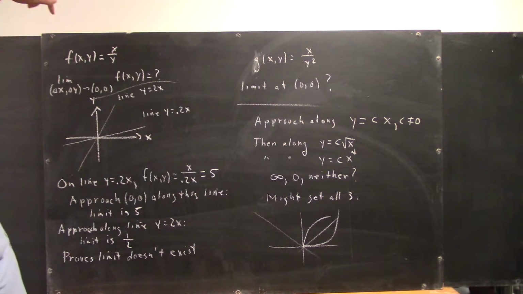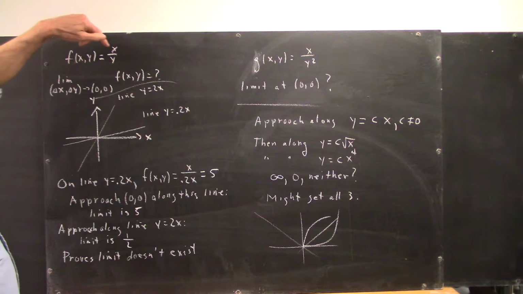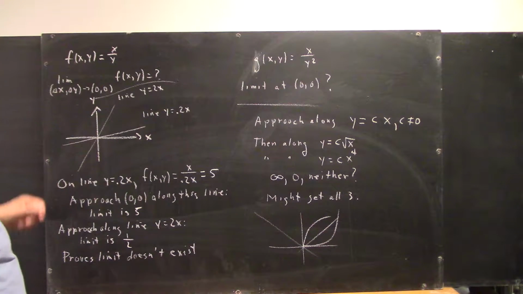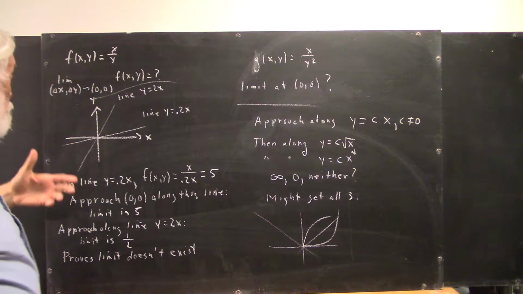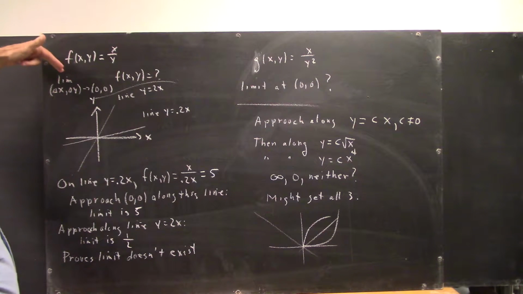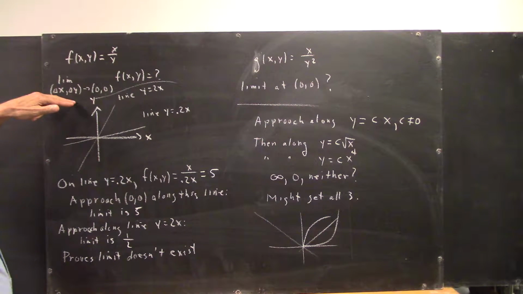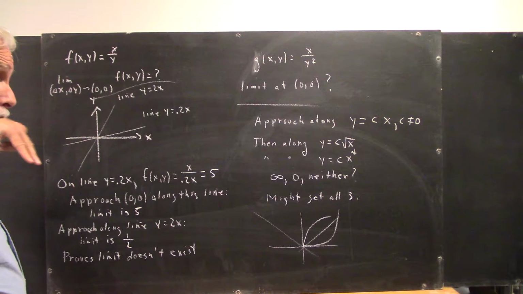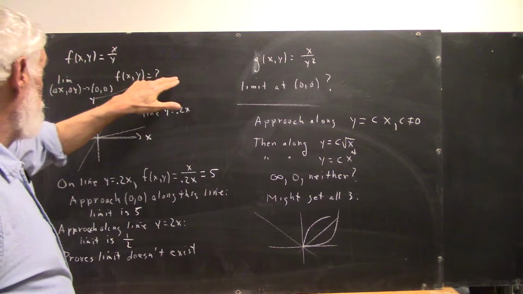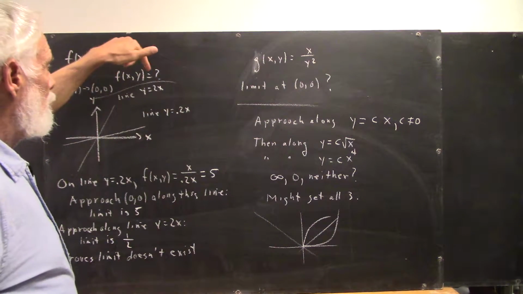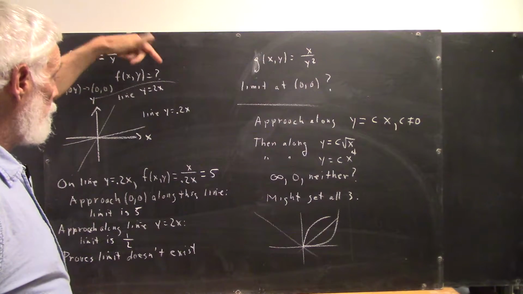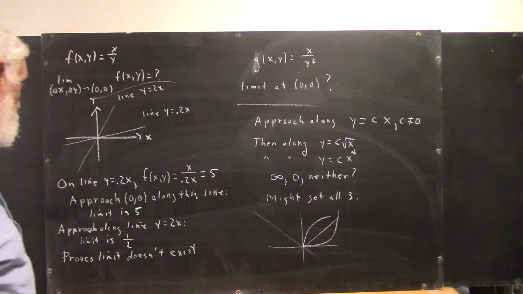Okay, we got the function f of x, y equals x divided by y. And we want to look at the possibility of a limit as delta x and delta y both approach 0 of the function f of x, y. Is there a limit? If so, what is it? If it doesn't exist, why not?